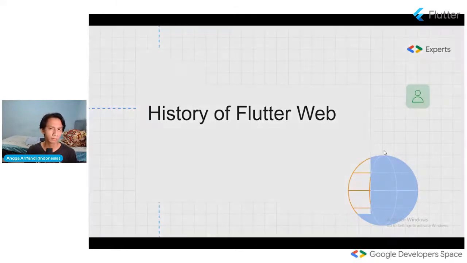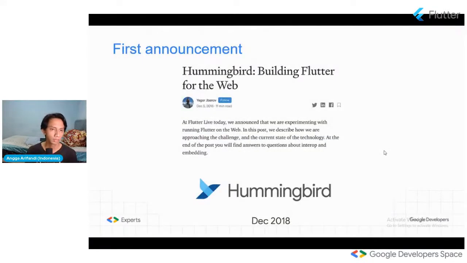So first, let's go through the history of Flutter Web. When was Flutter Web first developed? Exactly. So this is the first trace that I can get. It's around December 5th, 2018, probably around the first announcement of Flutter 1.0. It actually had a different name. Back then it was called Hummingbird.